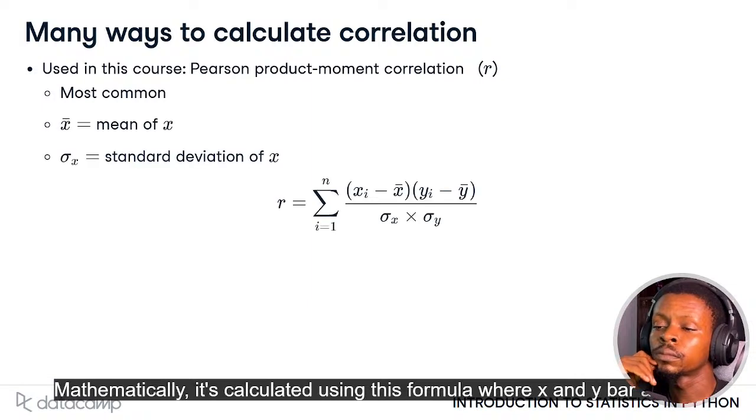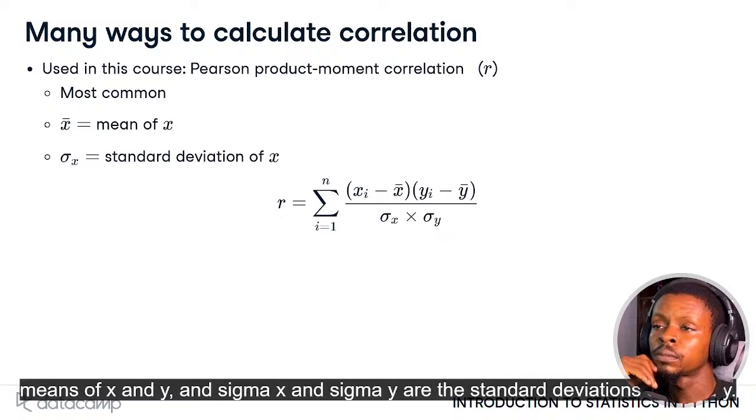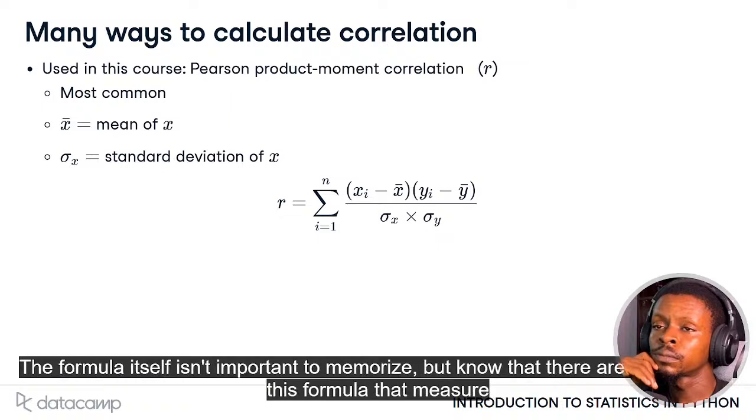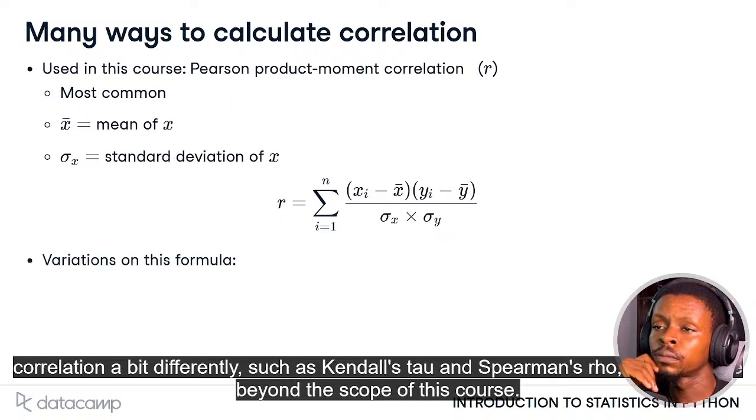Mathematically, it's calculated using this formula, where x-bar and y-bar are the means of x and y, and sigma x and sigma y are the standard deviations of x and y. The formula itself isn't important to memorize, but know that there are variations of this formula that measure correlation a bit differently, such as Kendall's tau and Spearman's rho, but those are beyond the scope of this course.